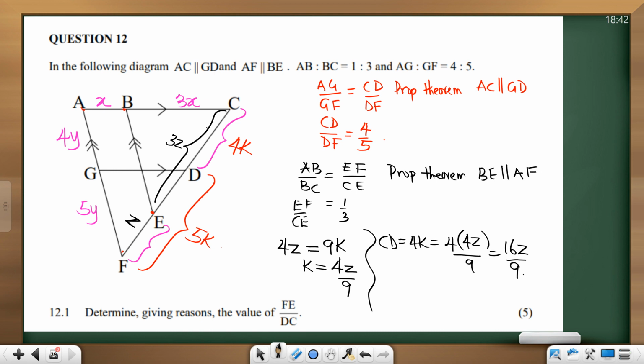We're good. Now, do you notice we have both FE and DC in terms of the same variable? So FE over DC. What is FE? Z. What is DC? Don't use K. It's 4K, but don't use K because you're going to be bringing in a whole lot of things. CD is equal to 16Z over 9. You notice the Z simply cancels out, right? This is 1, guys, when you divide. So you are simply saying 1 divided by 16 over 9. And when you divide, what happens? Reciprocate. That becomes 9 over 16. Beautiful question. Love it. Guys, did it make sense to you?